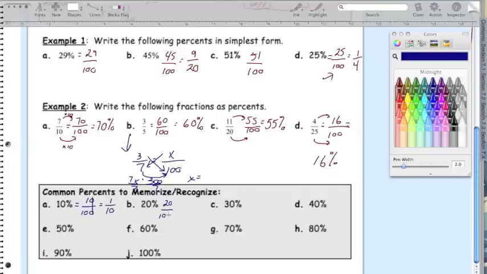20% is 20 out of 100, cancel out the zeros. 2 out of 10 would simplify to 1/5. 30%, 30 out of 100, cancel out the zeros, 3/10. And you start to see a pattern here.